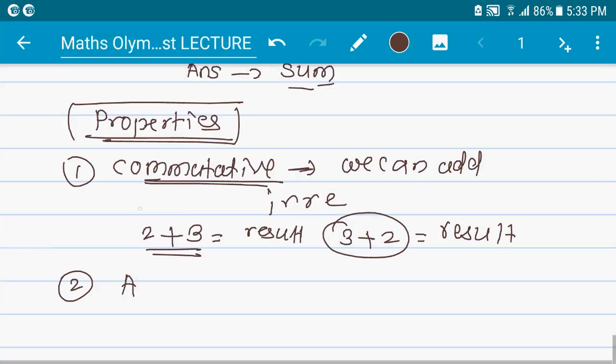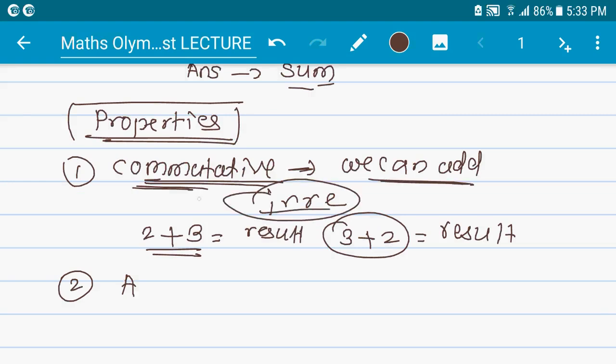Okay. So the first property we learned is the commutative property, where the sequence of the numbers which we are going to add doesn't matter. Okay, means we can add those numbers irrespective of the sequence or the order. Any number can be taken as first or second or third if we are adding more than two numbers.